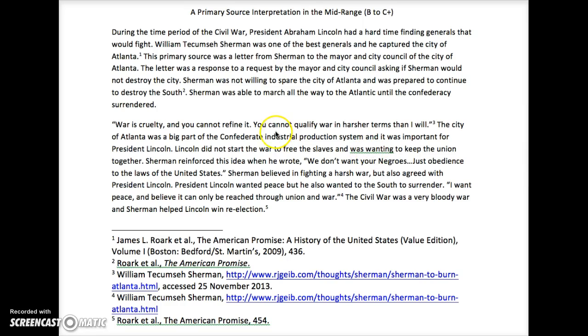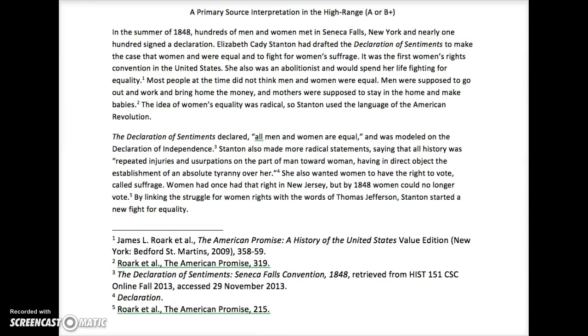There's some grammatical errors. So this one picks out important things in the past. It picks out the significance of the Atlanta, but it doesn't really zero in on it. It tries to give some context, but it doesn't really zero in on it. It has some good detail from the letter, but the detail from the letter doesn't really help support the overall interpretation. So let's look at a really good one, shall we?